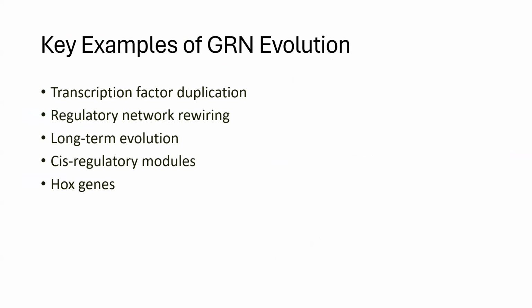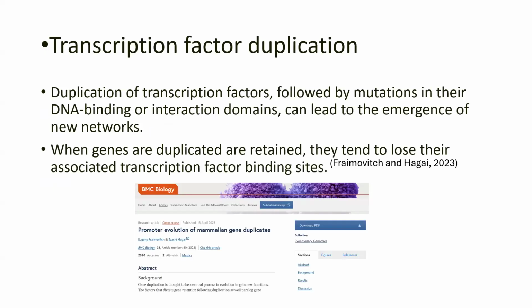So I wanted in this final part here to look at some key examples of gene regulatory network evolution. We're going to look at transcription factor duplication, regulatory network rewiring, look at some patterns of long-term evolution of GRNs and what's been found there. We're going to learn about and understand cis regulatory modules and their role in GRN evolution. And we're going to take a moment to reflect on Hox genes again.